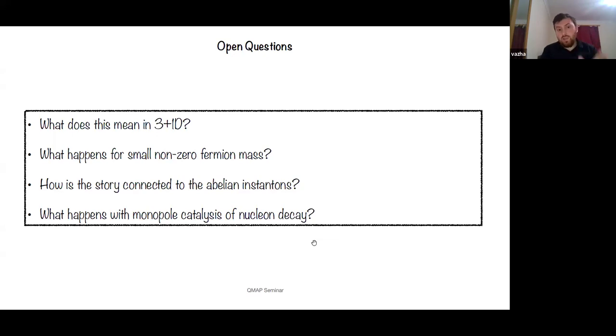And at the end, when we do all this, we need to go back and evaluate monopole catalysis of nucleon decay again, because any change in this process could have huge phenomenological significance for monopole phenomenology and correspondingly for GUT phenomenology. But of course, that is a subject for future work.